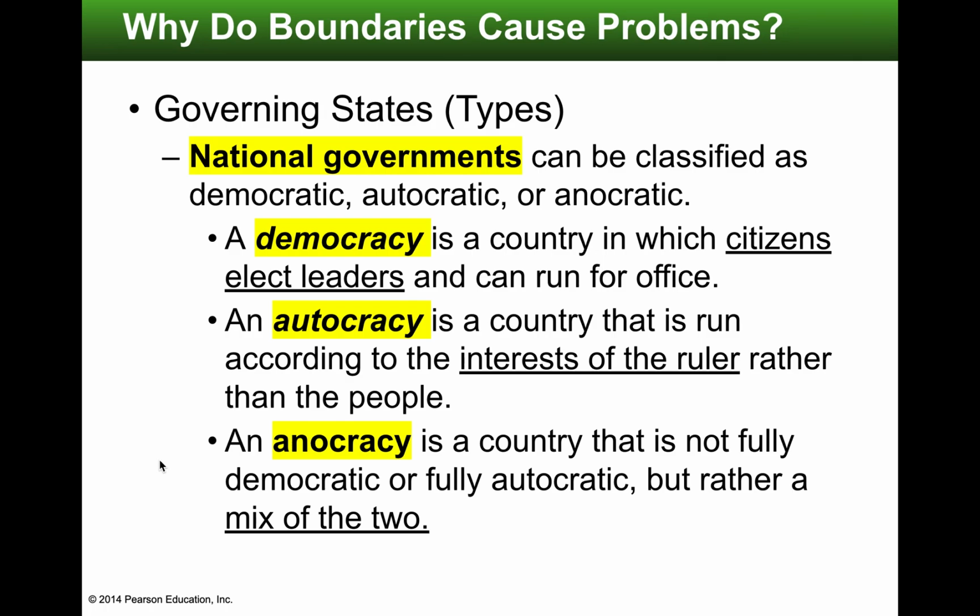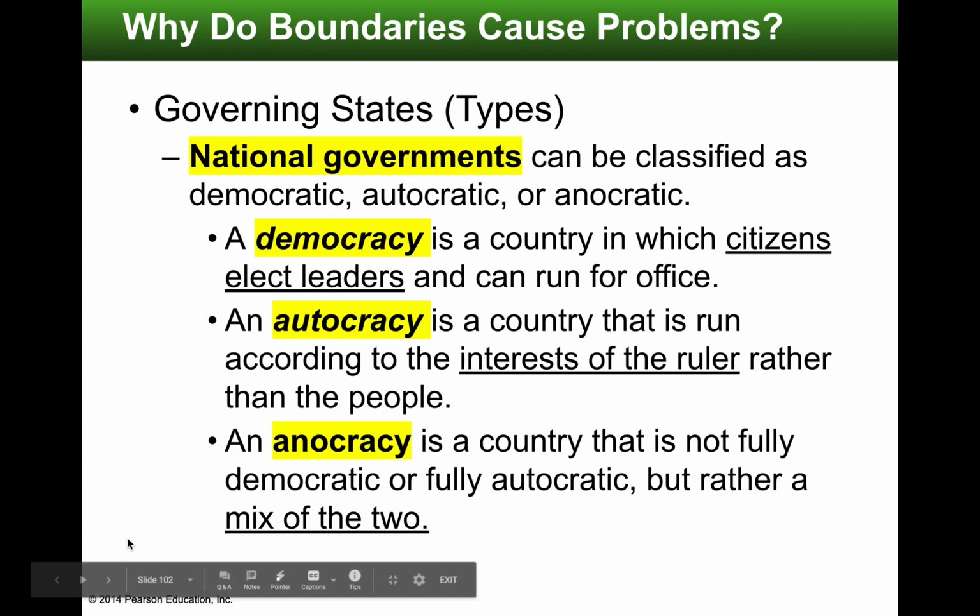Anocracy is a blend, so it falls in the middle of autocracy and democracy. Countries often go along this continuum. They start with autocracies and move through anocracies and finally to democracies. And we can see that these are countries that have mixes. An area of the world where we see a lot of anocracies would be Eastern Europe.